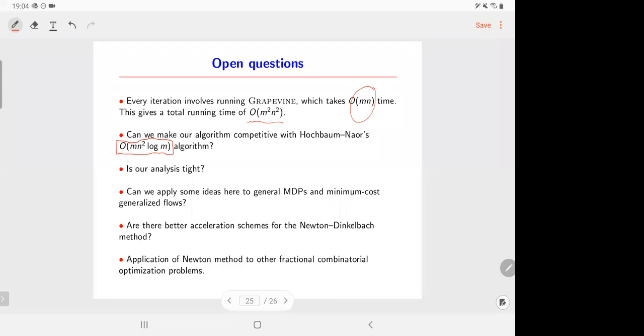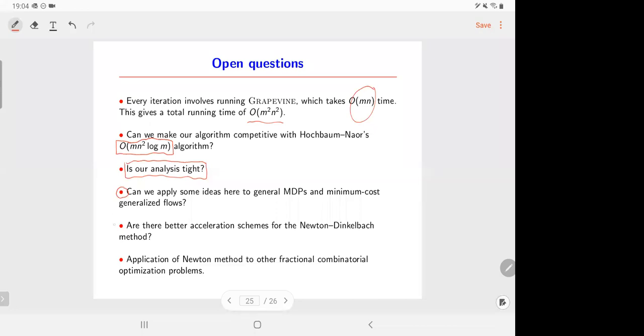On the lower bound side, is our analysis tight? Can we construct an instance where this implementation of Newton's method does take order of mn iterations? Now, the gauge symmetry idea in this problem has proved to be very useful. So another important question is whether we can apply these ideas to more general problems, such as non-deterministic MDPs or the minimum cost generalized flow problem.